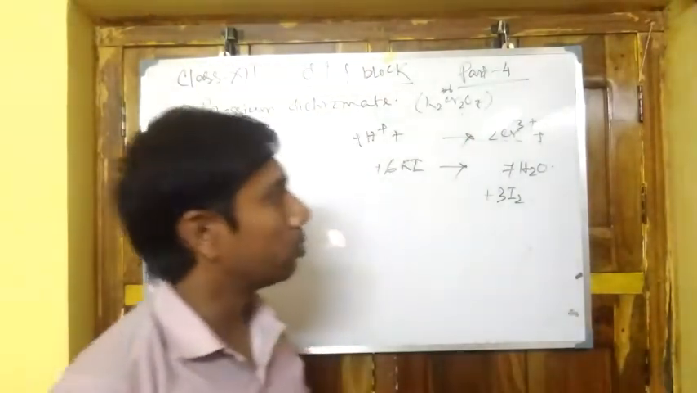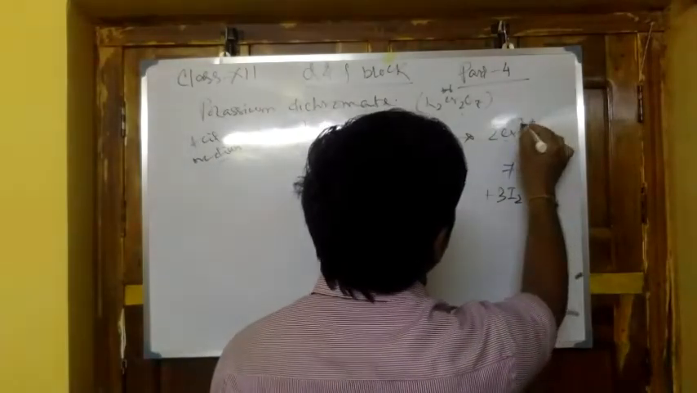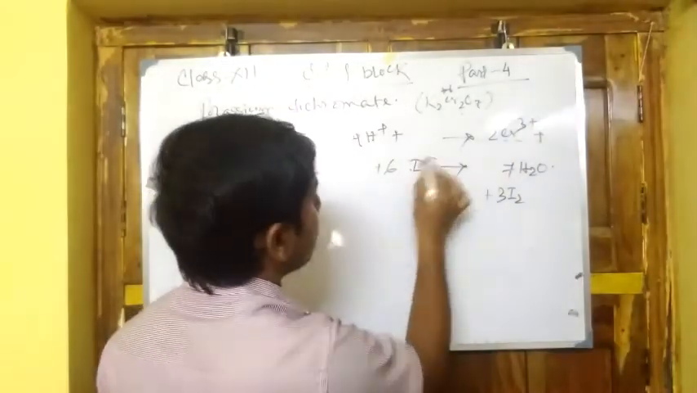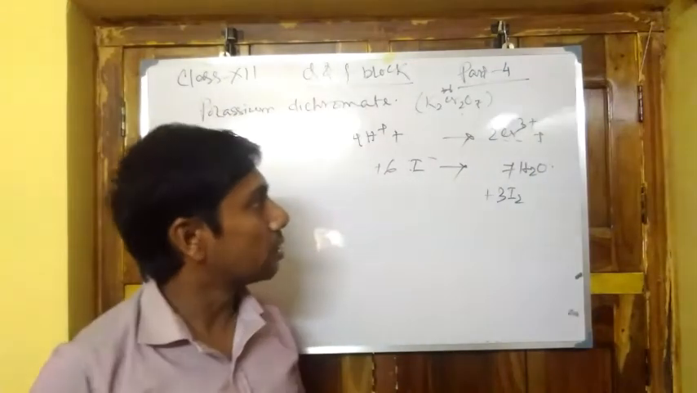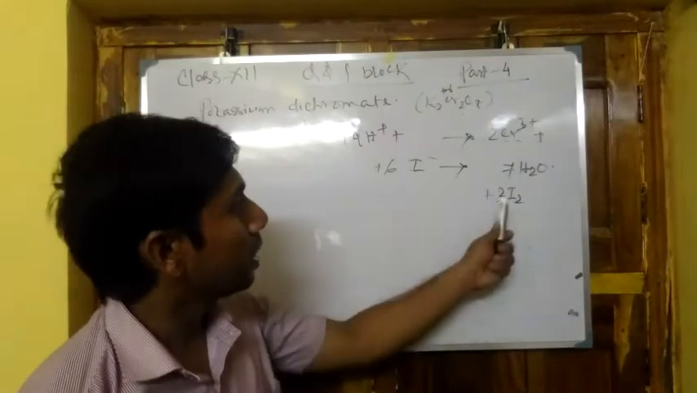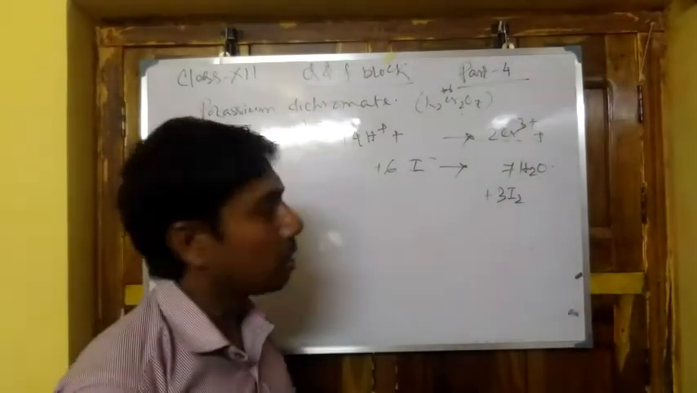It will be the reaction. Here, as it is in ionic form, it will form 6I minus and 3 iodine. It is the reaction, that is 6I minus plus 2Cr3 plus, 3I2 plus 7H2O. It is the ionic form.